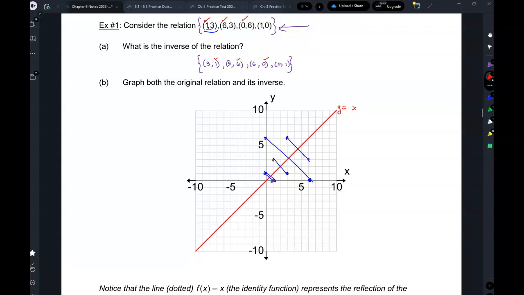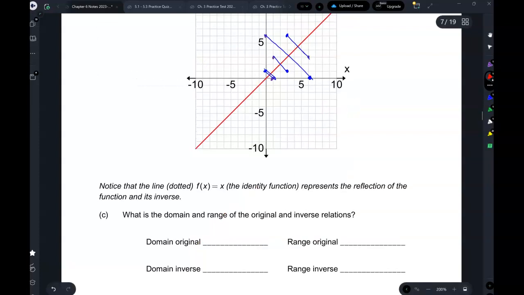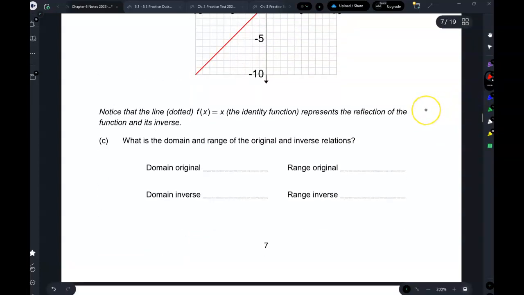Okay, so what happens? We just graphed a relation in purple. Then we graphed the inverse of that relation. And we saw that every single point is the reflection of its corresponding point over the line y equals x. It's the mirror image around the line y equals x. So that's a very, very special deal about inverses. So the line f of x equals x is the reflection of the function and its inverse.